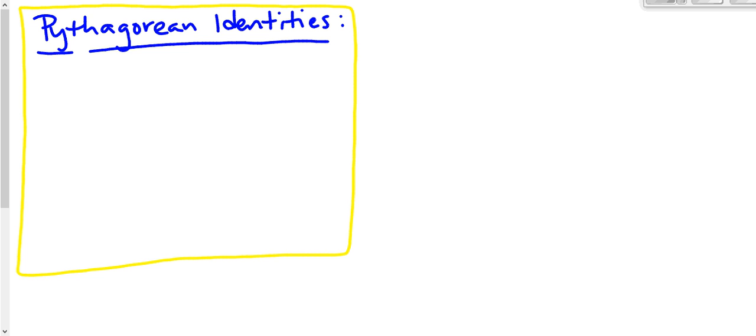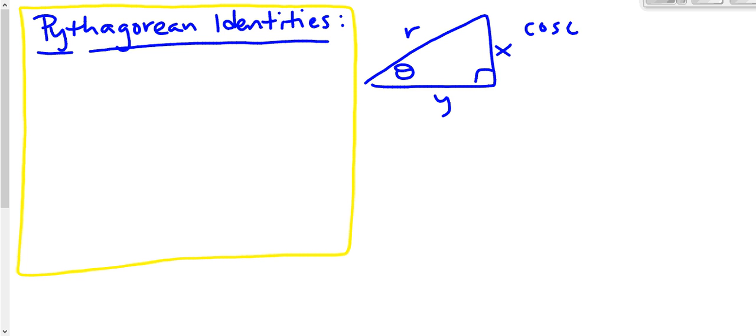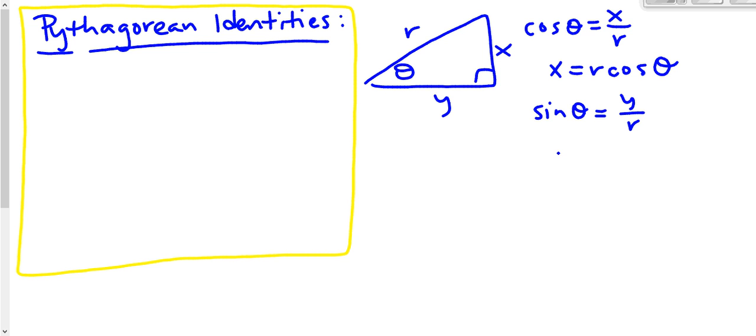So this is also based on the XYR triangle. Get that in place again. Angle theta. And again, we know that cosine theta is x over r. So if I isolate x there, I get x equals r cosine theta. And similarly, sine of theta equals y over r. If I isolate y, I have y equals r sine theta.